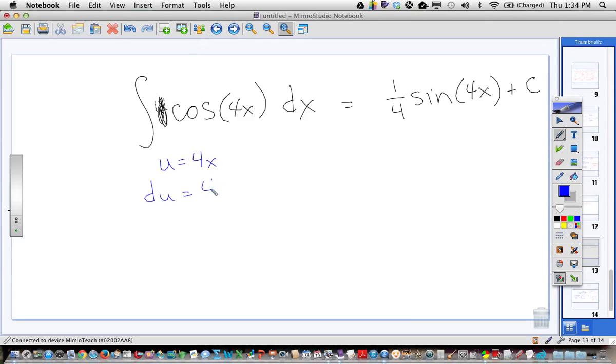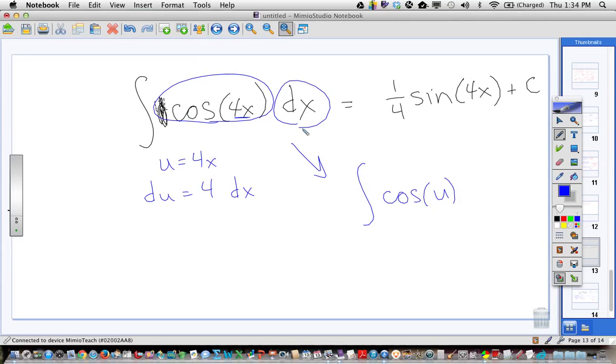The derivative of 4x is 4, and then dx. Notice what I did there? I just skipped that in between step. Okay, I let u be the inside. Okay, I got my u and du. So now what do I got here? I got cosine u. And so that takes care of that.